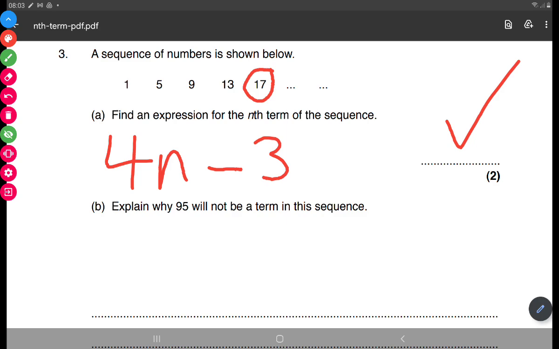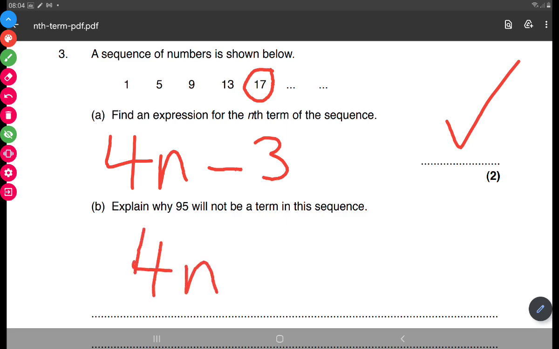Excellent. Explain why 95 will not be a term in this sequence. Let's carry on this sequence a little bit further. If I said to you, what would be the 1000th term in this sequence? 4 times 1000 is 4000. Subtract 3 is 3997. So without having to write anything out, I've just told you the 1000th term in that sequence. Explain why 95 cannot be a term in this sequence.